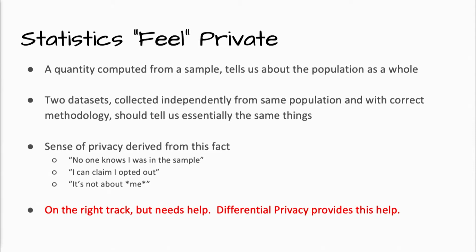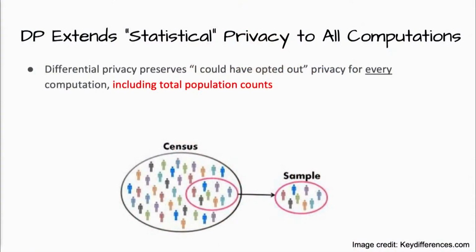And so you'd think that if all you did was release statistics, everything would be fine. This is in some intuitive sense on the right track, but it needs help. We'll see why it needs help, and differential privacy will provide this help. Differential privacy extends this intuition about statistical privacy to all computations, including computations carried out on total population counts that are not taken from a sample, but are really the population as a whole. And that, of course, is the definition of a census.